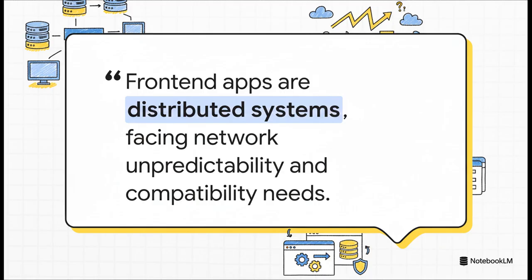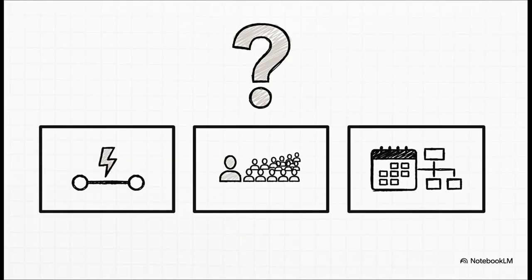Unpredictable networks, having multiple versions of the app running out in the wild at the same time, and needing to be backward and forward compatible. Your app is a node in a very complex system. So this should really change how you think about your work.